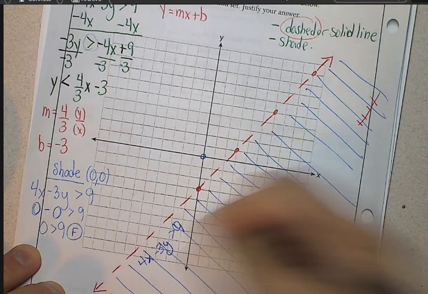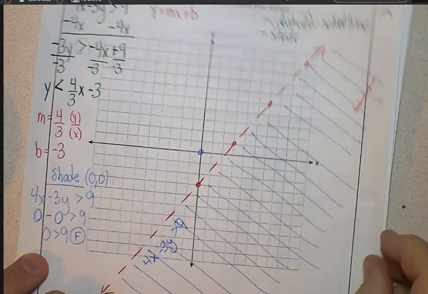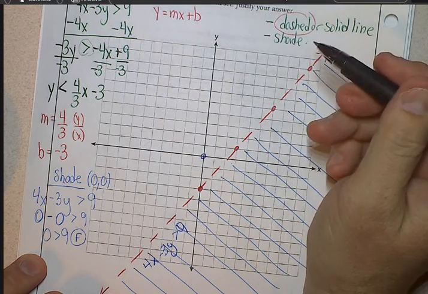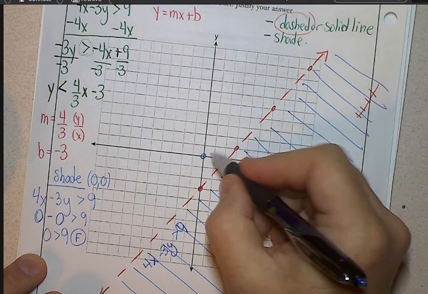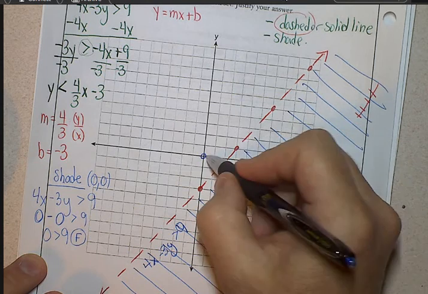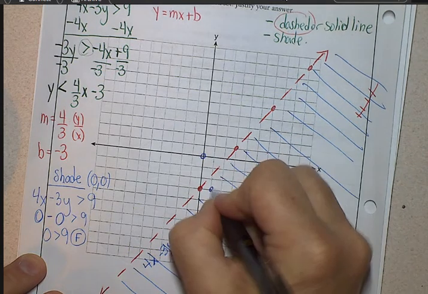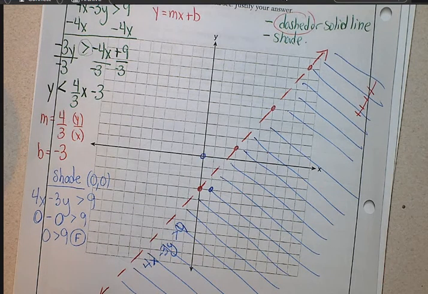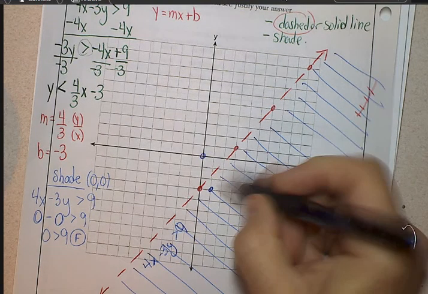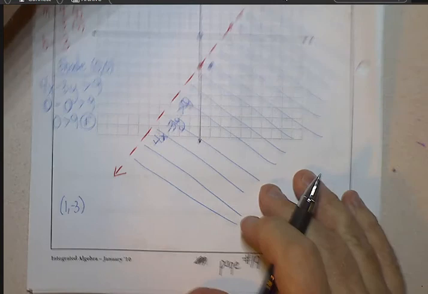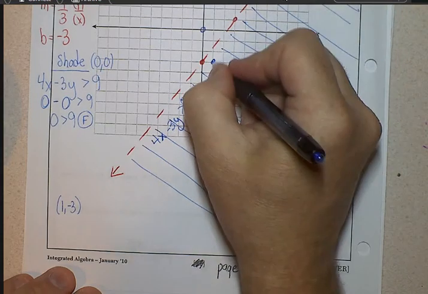All right? And then the last part of this question says, determine if the point (1, -3) is in the solution set, justify your answer. Let's go find out where (1, -3) is. 1, 1, 2, 3. (1, -3). Is it in my solution set? Well, it's definitely in the solution set because it's in that shaded area. It's right here.